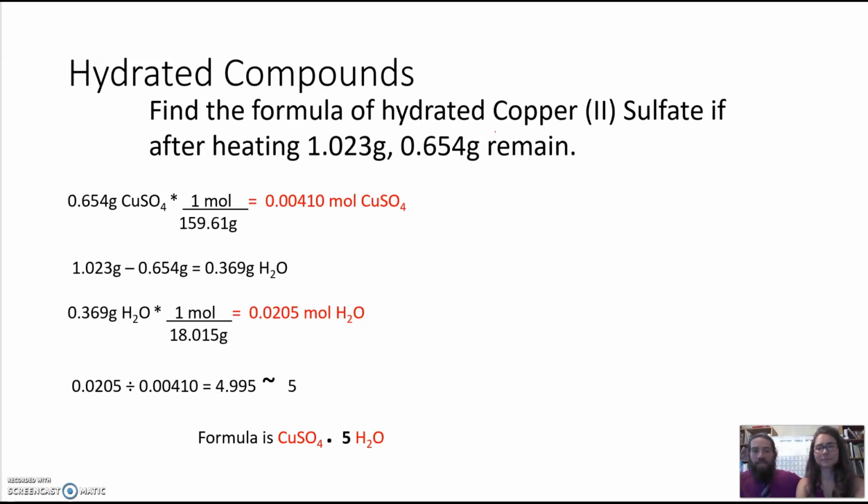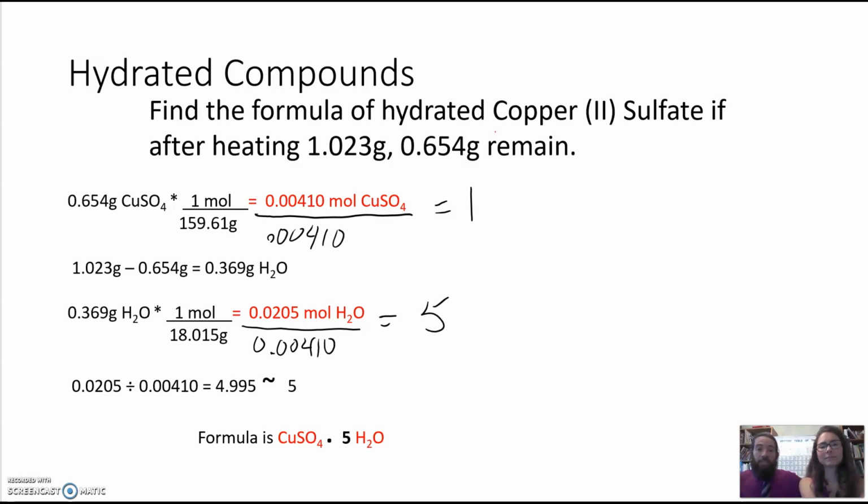So the way we can get to whole numbers is to divide both of those by the smallest one. The smallest one here is the 0.00410. So if I divide that by itself, I just get 1. So I'm going to have 1 copper sulfate. Now if I take the moles of water and divide by the 0.00410, the smallest one, I get a number that's pretty darn close to 5. And so that is copper 2 sulfate pentahydrate. Nice.